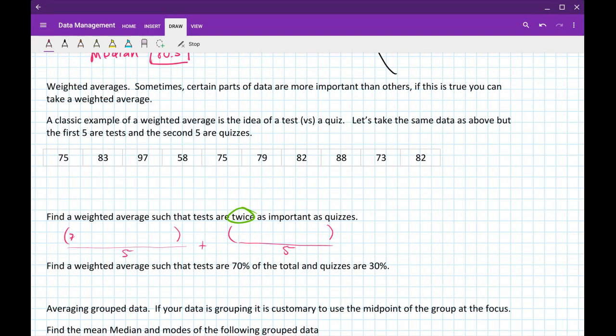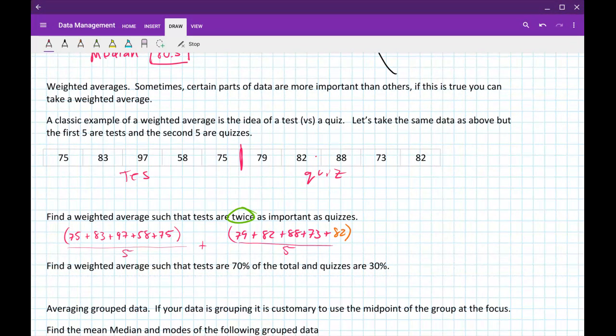And so I'm going to do 75 plus 83 plus 97 plus 58 plus 75. And then that's the tests. And here's the quizzes, okay? The first 5 are tests, right? So this is 79 plus 82 plus 88 plus 73 plus 82. All right. There we go. And now, well, that's all fine and dandy, but if I do it like this, they're going to be equal the same, actually.